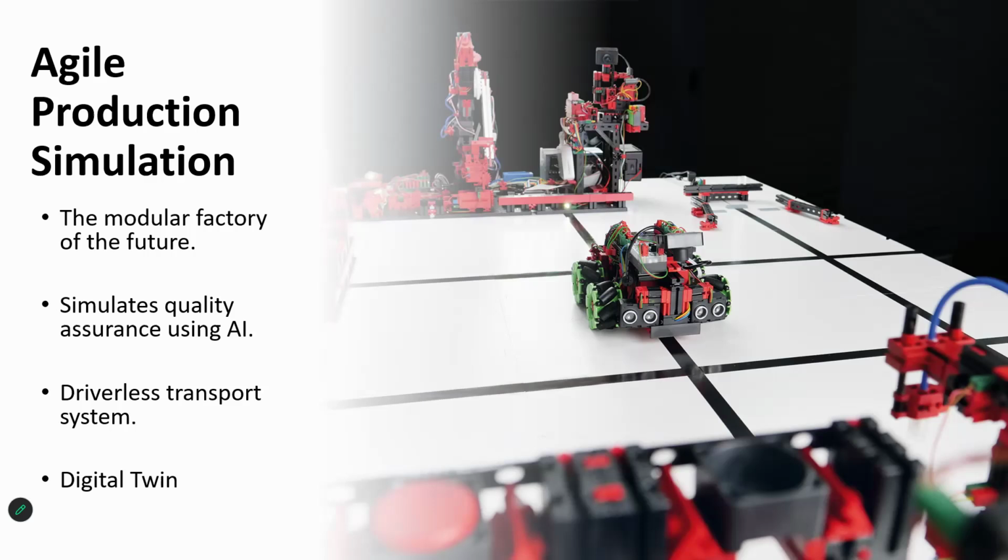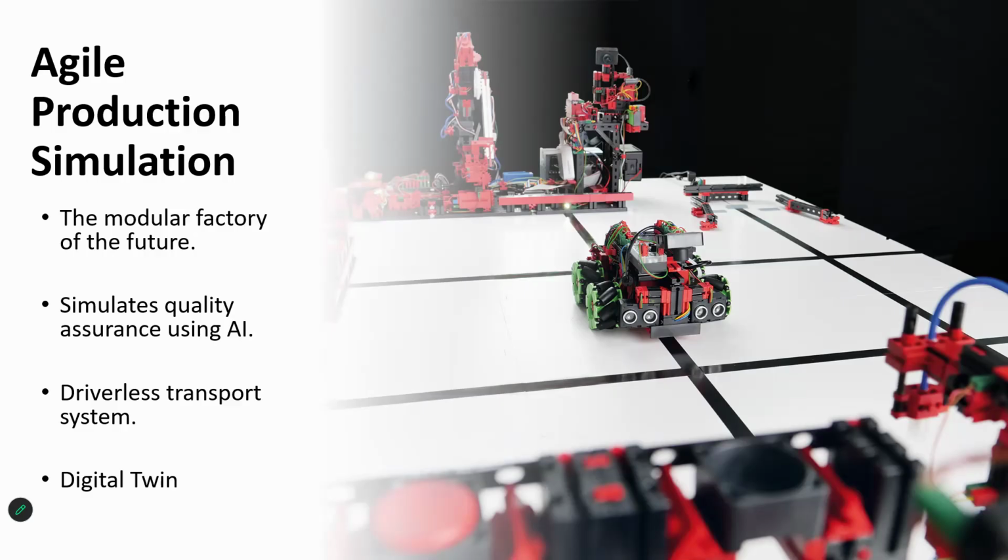Now, as we've just seen, forward-thinking companies rely on automation to deal with these complex issues. And that is where the fischertechnik Agile Production Simulation model comes in.